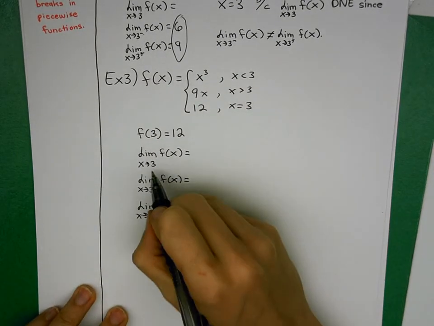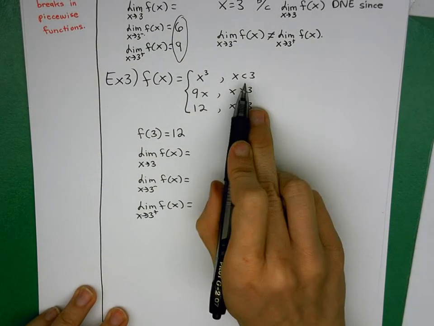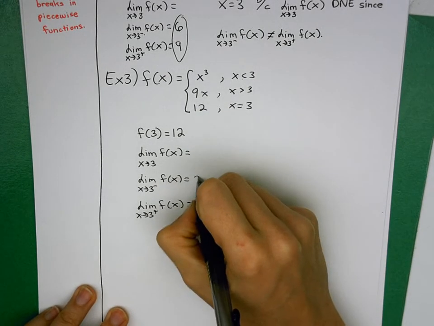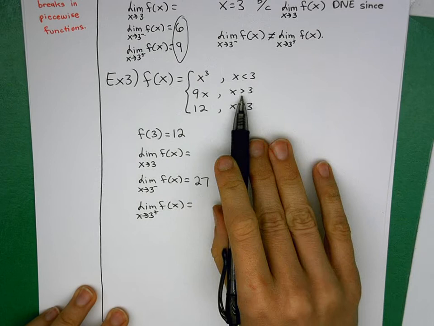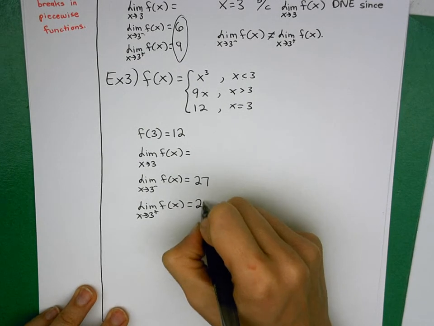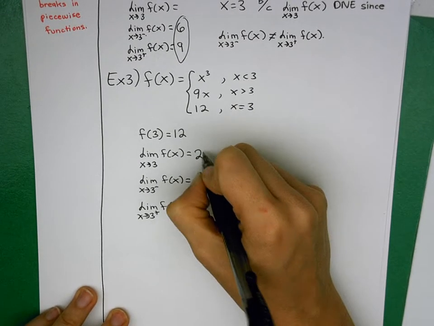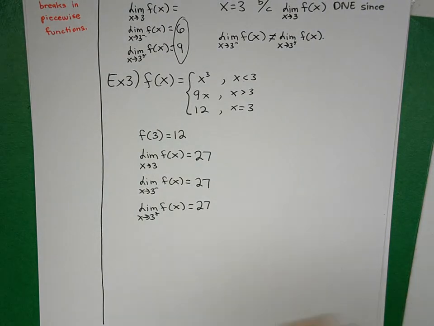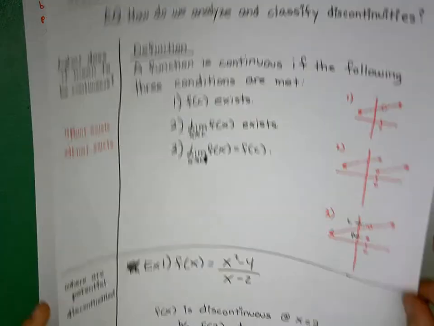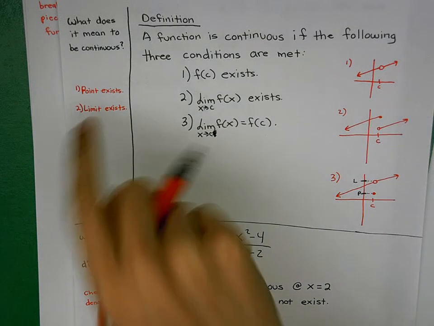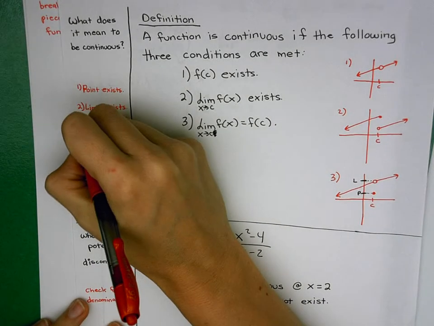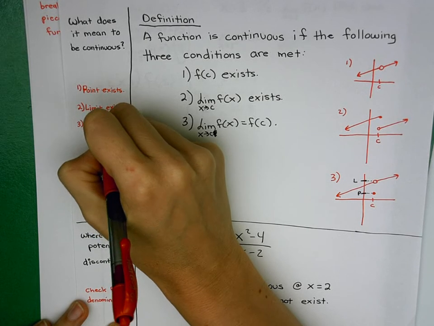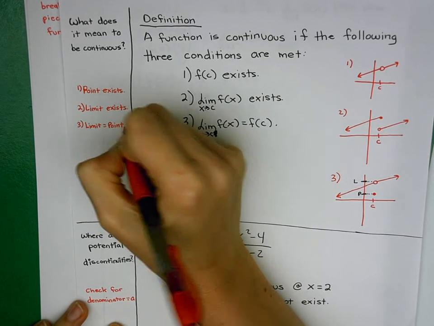My limit as x approaches 3 from the left is this top function, so it's 3 cubed, x cubed, which is 27. 3 from the right is this middle function, 9 times 3, which is 27. So I do have an overall limit, so condition 2 is met, but condition 3. I've said the point exists, I've said the limit exists, but the third one is that the limit has to equal the point.